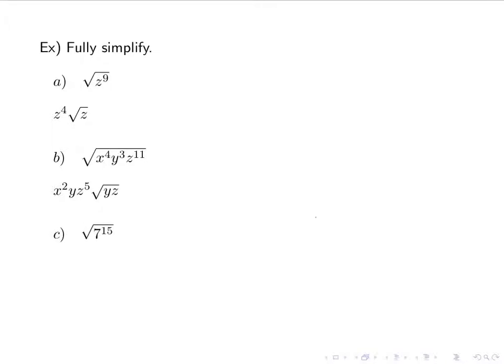Part C is the square root of 7 to the 15th. Again, 15 is 14 plus 1. I take the 14, divide that by 2, and I've got 7 to the 7th times the square root of 7.